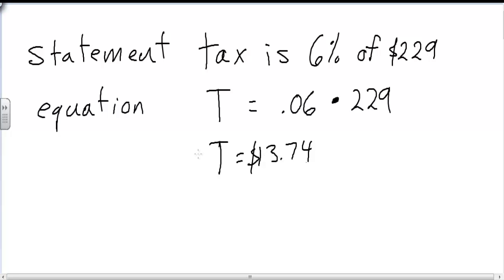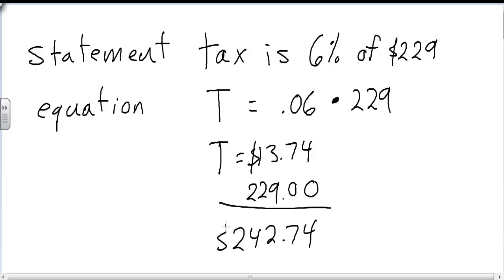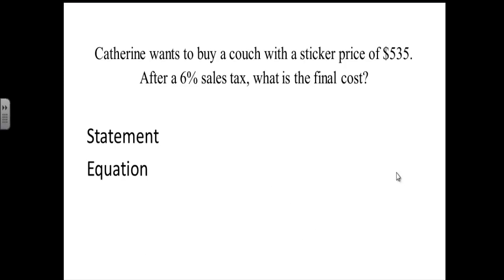Now finally I need to answer what is the total cost of this item. Total cost is the base cost of the item plus tax that you pay. So lastly I'll add 229 to my tax, and that will give me $242.74.